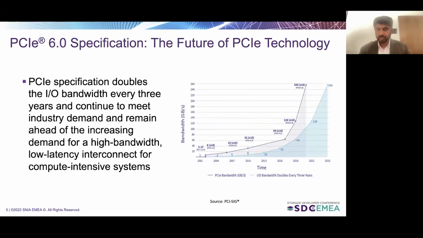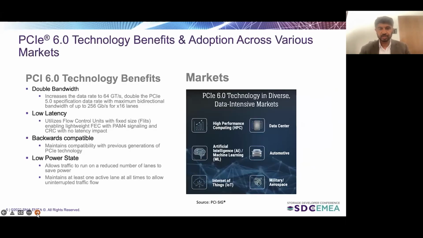PCIe 5.0, which was released in 2019, was supporting 32 gigatransfers per second. PCIe 6.0, which is released this year, is supporting 64 gigatransfers per second, which is 256 gigabytes per second in a by 16 configuration. Moving forward, we will then take a look at what it means to the industry.